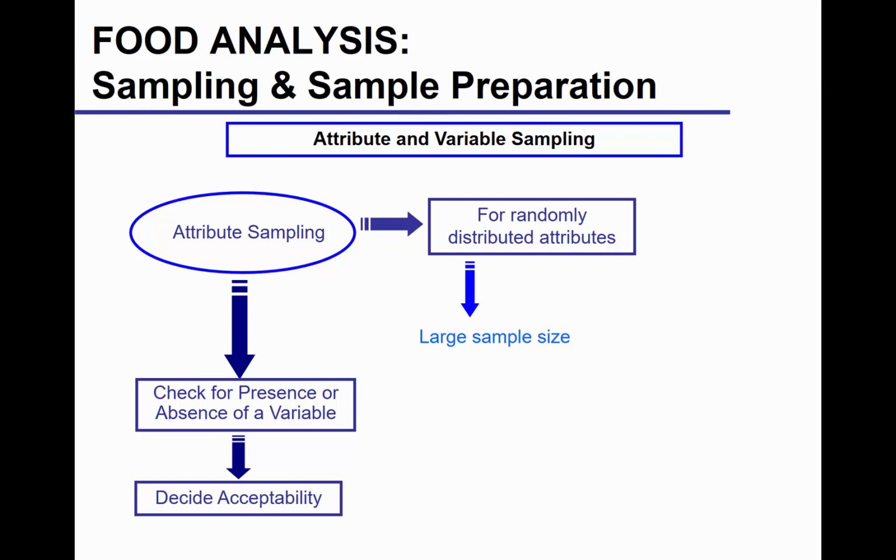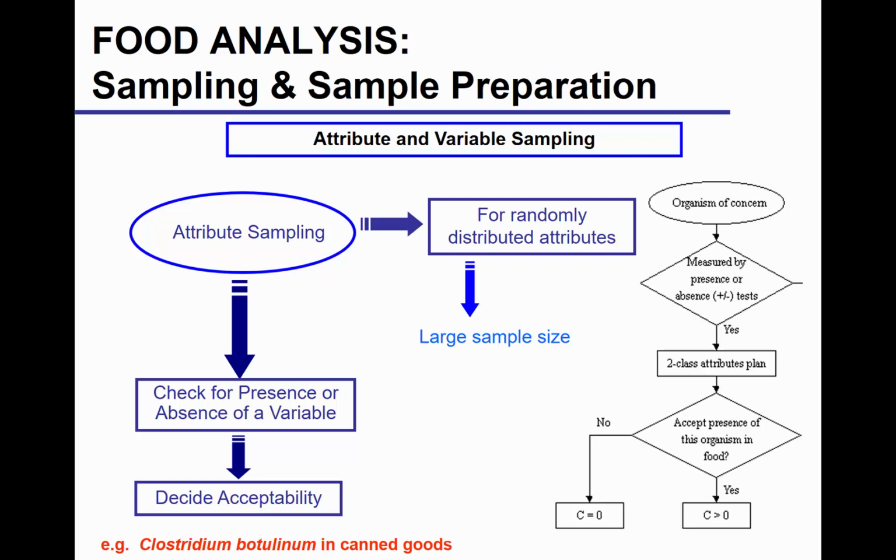And then you decide acceptability, reject or accept a product. Here's an example. Clostridium botulinum is one example for which there is 0 tolerance for its presence. So with Clostridium, you have 0 tolerance, but other organisms and other components could have an acceptable level of presence.